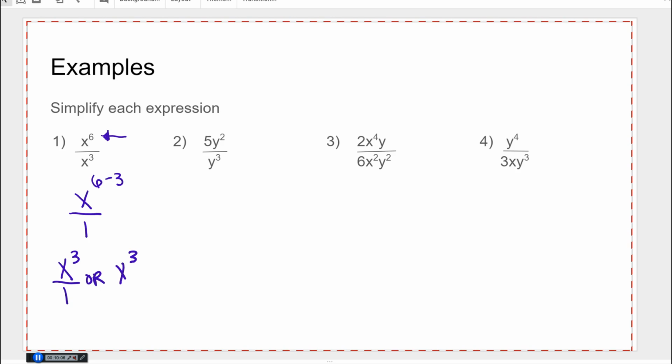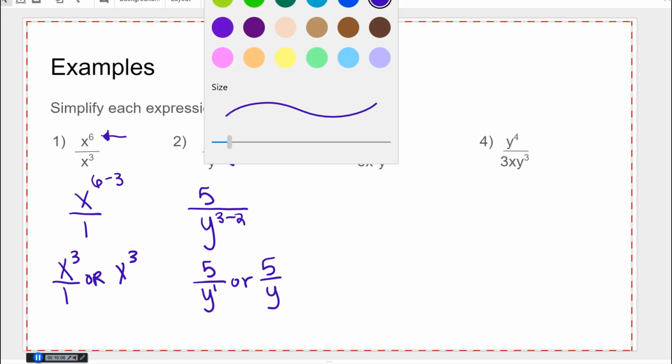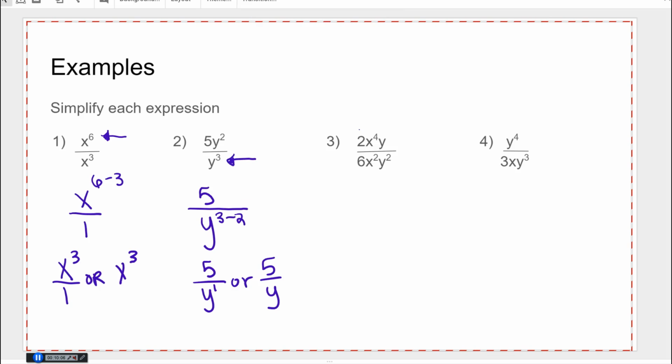I've got a coefficient of 5, so there's nothing I can really do with that 5, so that's going to stay. The base y has a bigger exponent on the bottom, so the y goes on the bottom, and then I subtract the exponents. So I get 5 over y to the 1st, or just 5 over y. Remember that exponent of 1 doesn't need to be visible. Okay, I've got a lot going on here. So I'm going to make my pen size just a little bit smaller. So I've got coefficients 2 and 6 that I need to deal with.